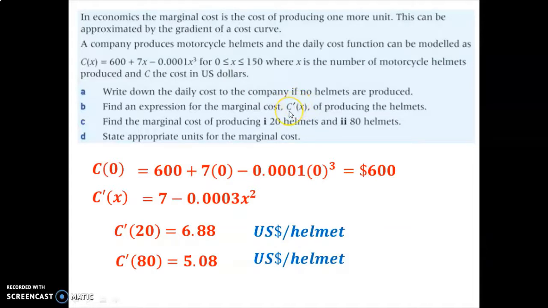And the cost curve, or the cost function here, has helmets on the x-axis, number of helmets, and cost on the y-axis. So if we think of that as slope, it's always change in y over change in x. So it's the cost per helmet, right? The y values per the x values. Cost per helmet. So US dollars per helmet produced.